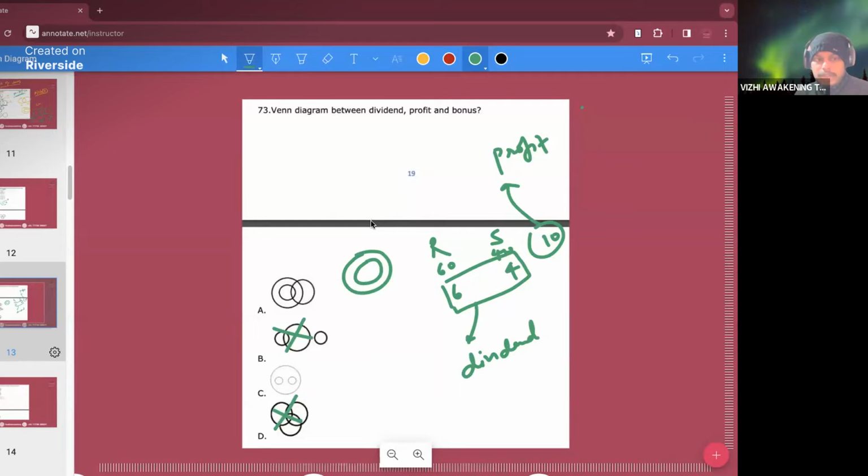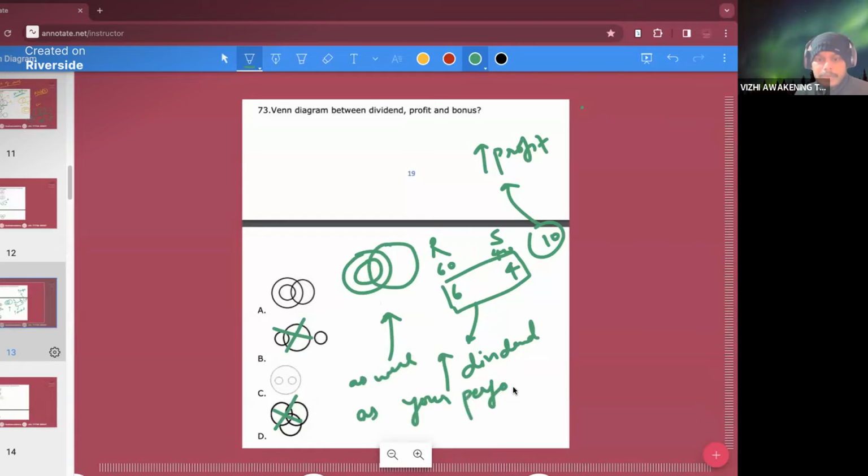Bonus, those of you who are working. When the company is booming, its revenues are increasing, its profits are also increasing, and consequently the bonus is also increasing. So it is generally mostly a function of the company's performance as well as your performance as well, right, guys? Right.